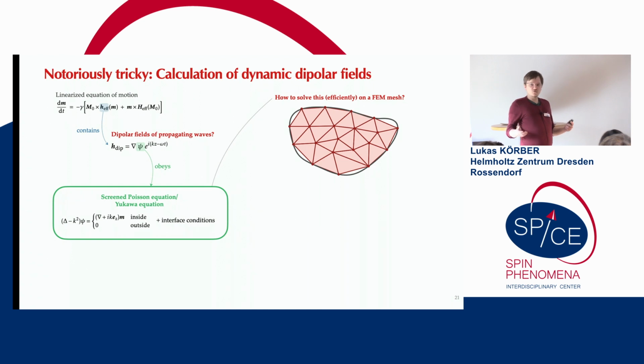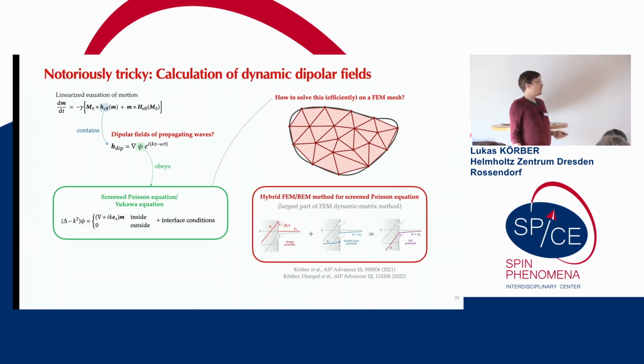But what we had to do is to figure out how to efficiently solve this on a finite element mesh. And what we ended up doing was we developed a hybrid finite element boundary element method that allows us to really quickly solve this screened Poisson equation without having to model any exterior region. This was really the largest part, with a lot of headache developing this method. But the nice thing is that it's really fast and really efficient.